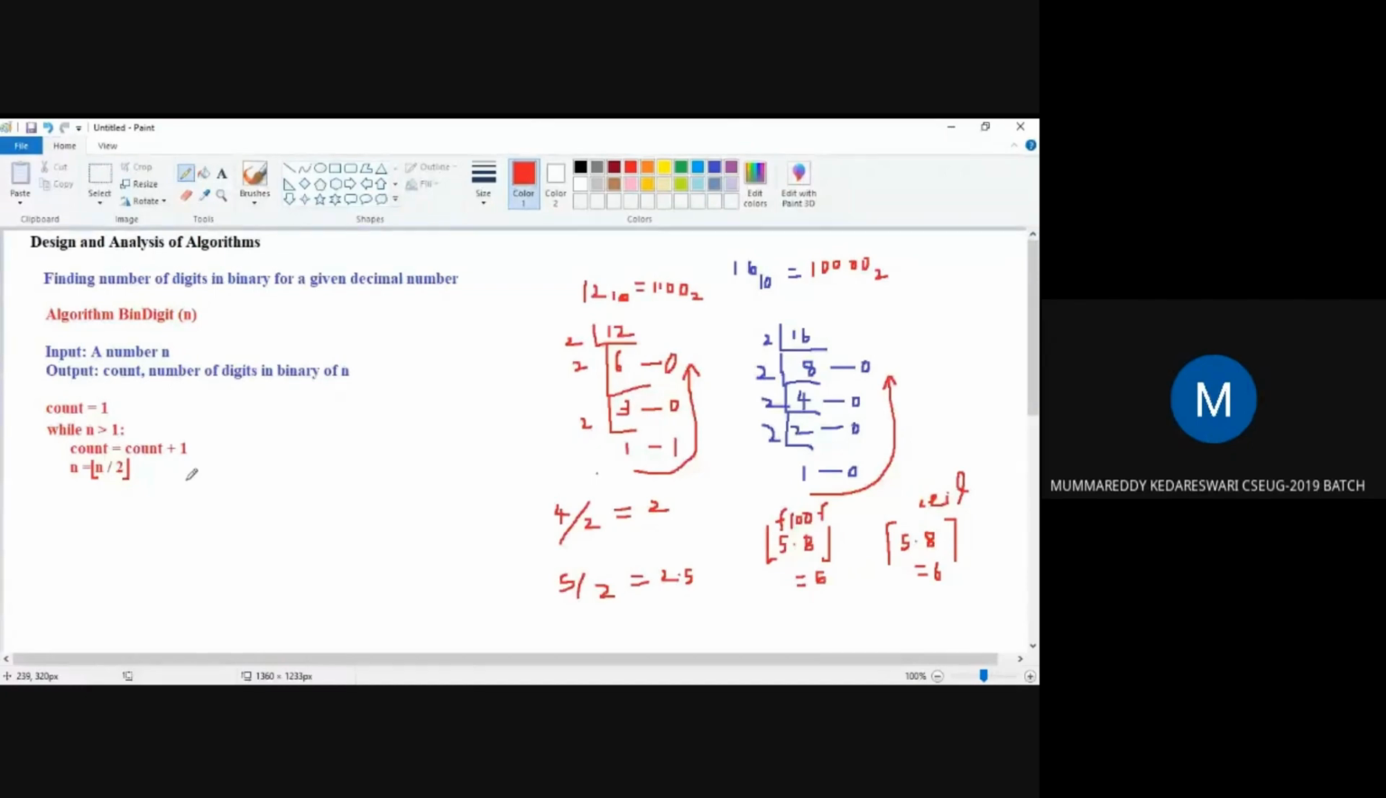Yes, somebody is asking a question. Sir, we can also do n by 2 using n percentage 2. n by 2 or n percentage 2, anything you can do. But when you do n percentage 2, what will be the problem is how you will be identifying this one. What will be the initial condition you will keep here, while n greater than 1? How will you be keeping this?